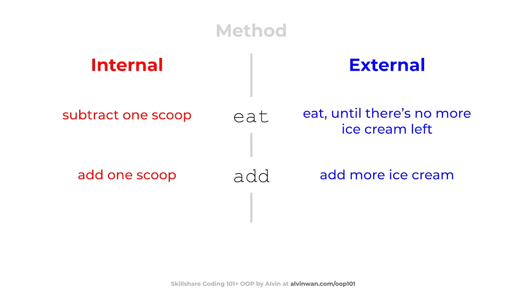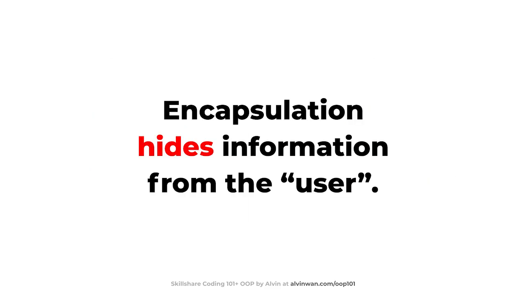On the left in red, we have the internal workings of each method. Internally, we maintain a count for the number of scoops left. Not too surprisingly, eat simply subtracts a scoop, and add simply adds a scoop. The red internal details are hidden away from external users. To enforce this, we use encapsulation. We won't emphasize encapsulation too much. Just know that encapsulation involves restricting access to internal information, like enforcing that scoops cannot be modified by outsiders. In sum, encapsulation hides information from the user.